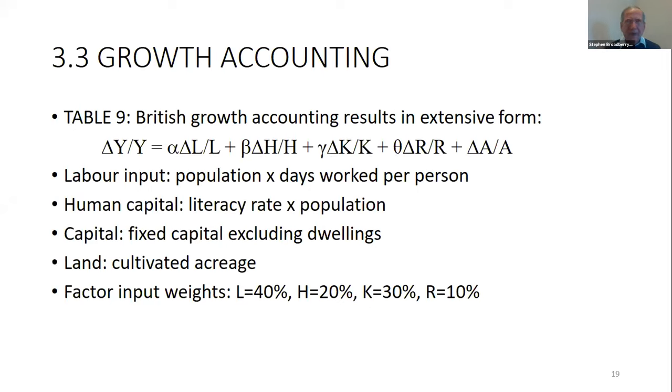Okay, so let's now have a look at the British growth accounting results. I'm going to start by looking at these in extensive form. So we're trying to explain the growth of output. We have the labour input, which is measured by the population multiplied by the days worked per person. Then we have human capital, which is the literacy rate times population. Capital is the fixed capital, excluding dwellings, and land is the cultivated acreage. The weighting scheme is 40% for labour, 20% for human capital, 30% for capital, and 10% for land.